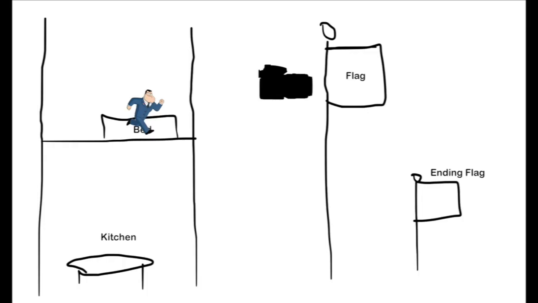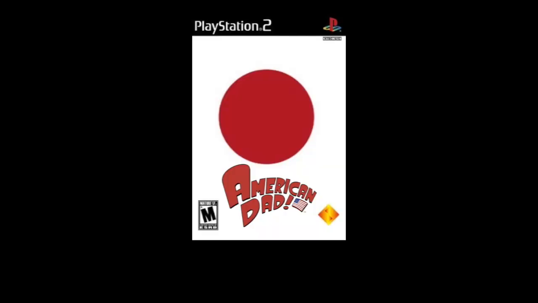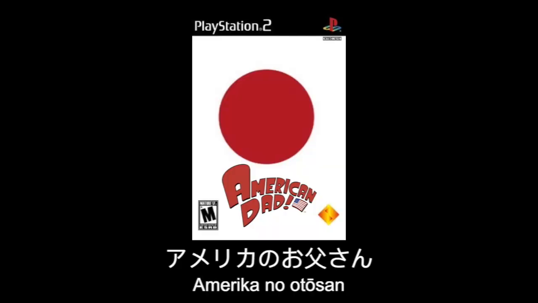The way that this is achieved is while the camera is facing the first flag. Using frame-perfect inputs, you can floor clip Stan into the kitchen, tricking the game into loading the second flag. Although this is only able to be done on the Japanese version of American Dad, otherwise known as America no Otousan. I apologize if I have butchered that name.